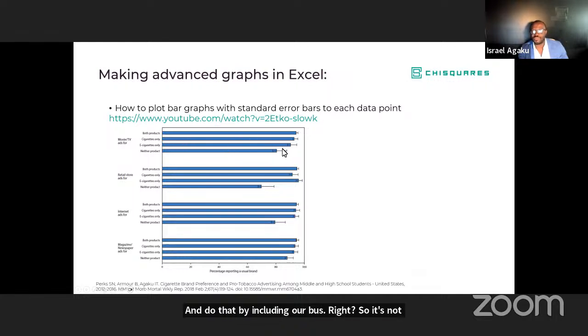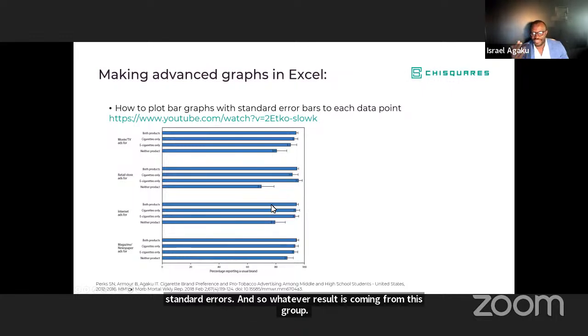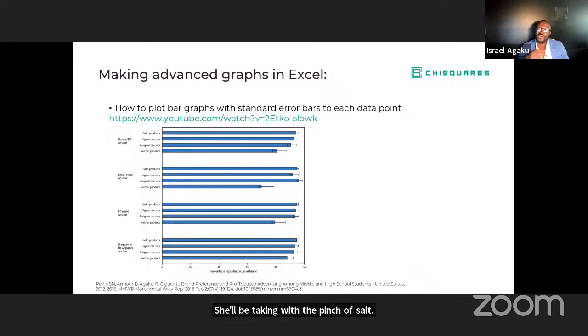It's also to tell us that, wow, these groups, we should take these estimates with a pinch of salt, right? This group has very wide standard errors, and so whatever result is coming from this group should be taken with a pinch of salt. See, so we tell a story, but we also tell it honestly, by allowing the reader to see that certain groups have very wide confidence intervals, or that the estimates are imprecise. So that's how you want to do that.